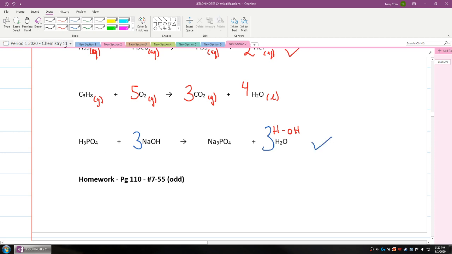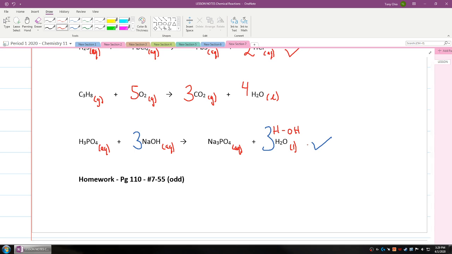But you need to write the states. So the states in this case, again, are aqueous, aqueous, aqueous, but water. Water is a liquid. It is a pure substance. It must be a liquid because it is majority covalently bonded, not ionic.